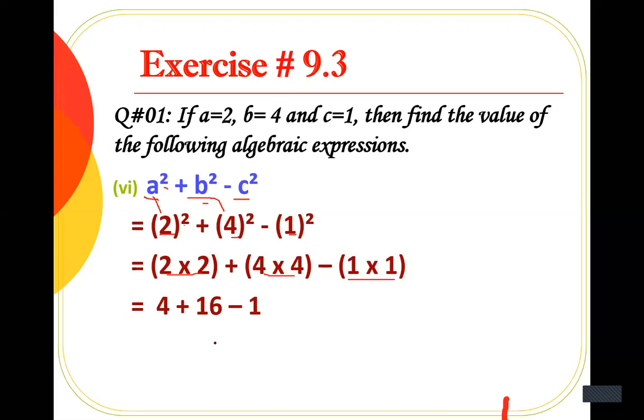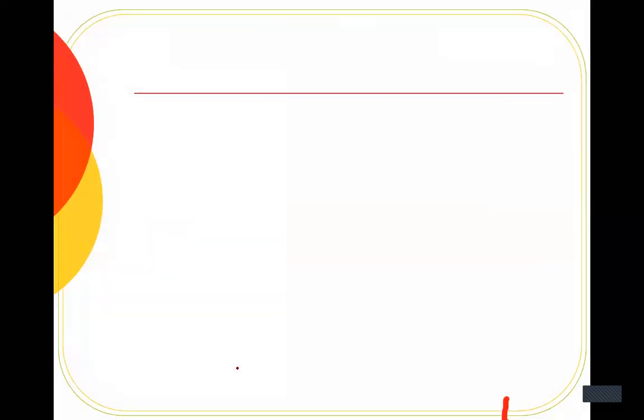Okay, now simply add them. 16 plus 4 will become 20 and 20 minus 1 will become 19. Okay, now move on to the next one.